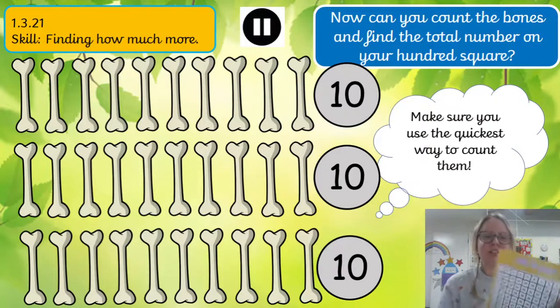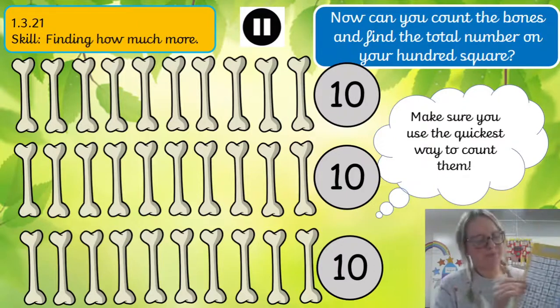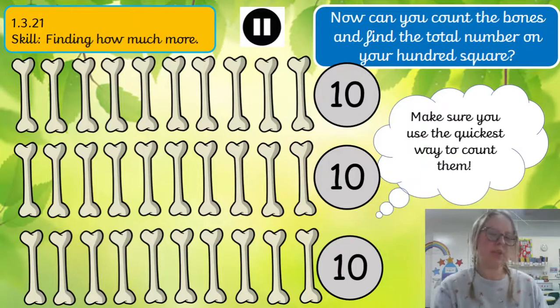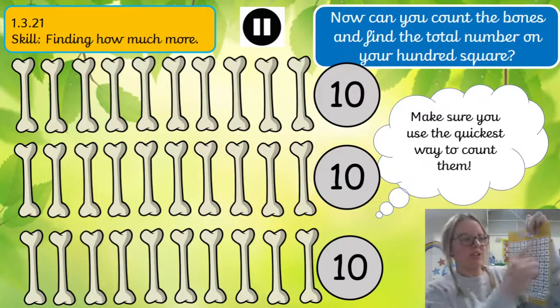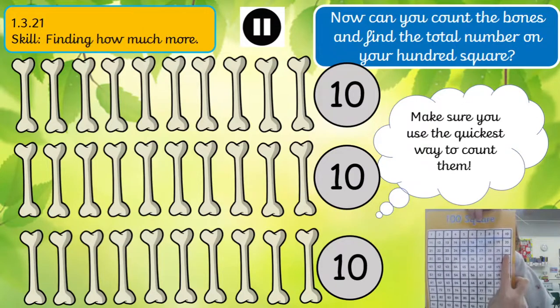Can you find 30 on your 100 square? Where is it? So we have to look down our tens column. And 30 is here, the 3 and the 0.